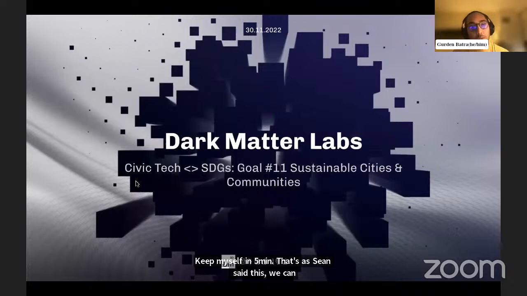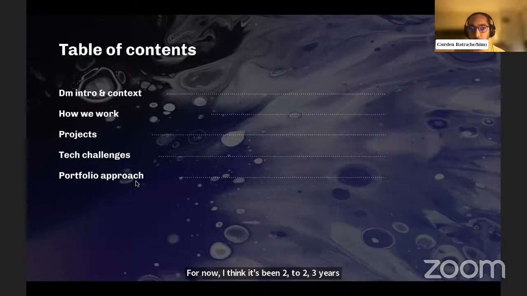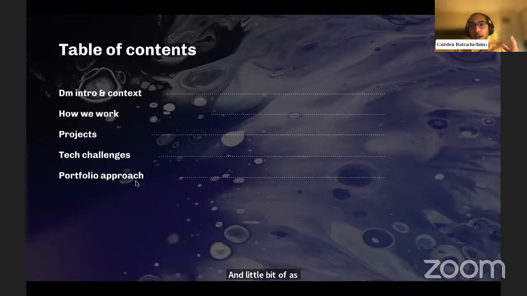So I'm coming in from Dark Matter Labs. I've been working there for 2 or 3 years now. I'm just going to first give some introduction of what Dark Matter Labs is. I don't know if people are familiar or not, probably not. And a little bit of, as Alma also said, how we work, to distinguish the work process of civic tech from, let's say, big tech or traditional tech.